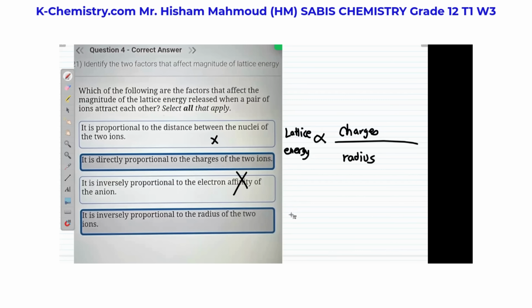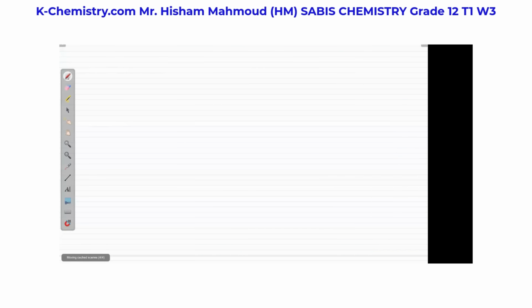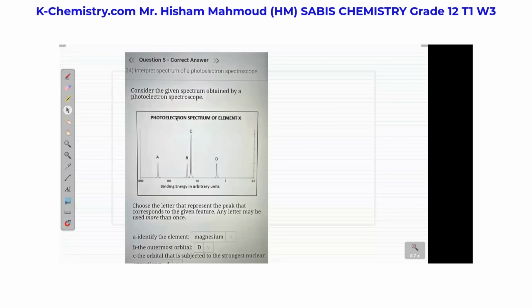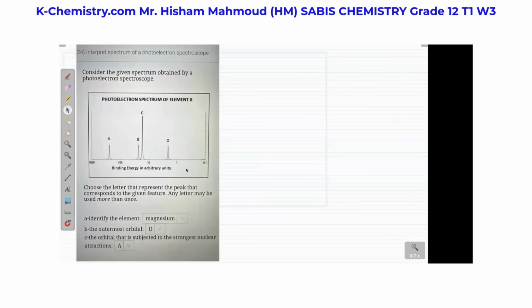Question number 5 is again with the PES. A photoelectron spectrum of element X. Choose the letter that represents the peak that corresponds to the given feature. Before I identify the element, let me see the PES. The nucleus is on this side. Why? Because the closer you are to the nucleus, the bigger your binding energy will be. You have to identify where the nucleus is at the beginning, because if it is reversed, you will mess up the graph.